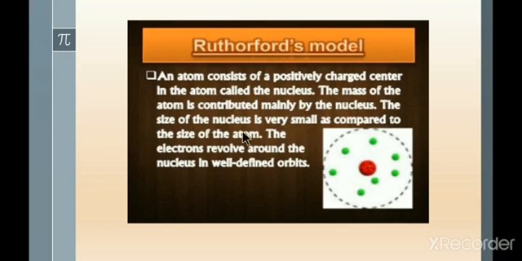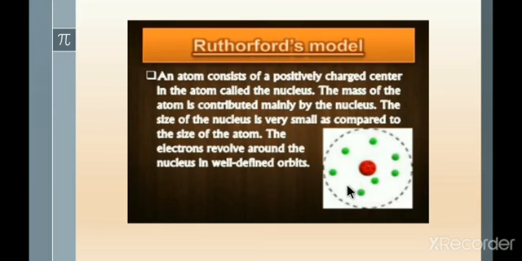Next is the size of the nucleus. It is very small, as I have already told you, compared to the size of an atom. If a football is considered as a nucleus, then the complete football ground is an atom. So you can well imagine. The electrons revolve around the nucleus in well-defined circular paths, which are known as orbits.